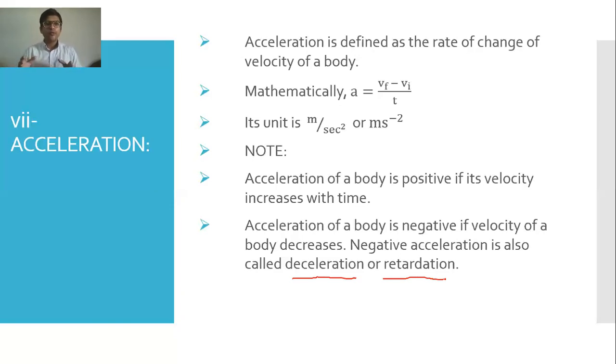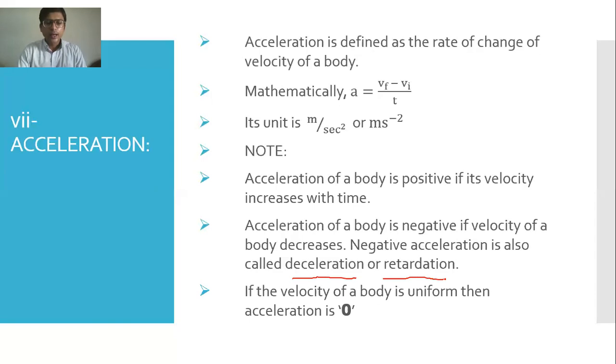For example, if I am moving with 50 km per hour, and after 10 seconds my speed is 10 km per hour, as my speed is decreasing, it means that my acceleration is negative, and negative acceleration is also called deceleration or retardation. Another thing: if the velocity of a body is uniform, then acceleration is zero. If the body is not changing its speed, it means that the acceleration is zero, because each time the initial and final velocities are the same.